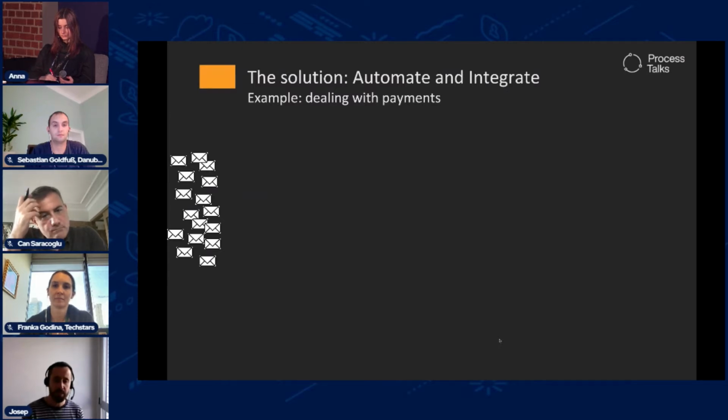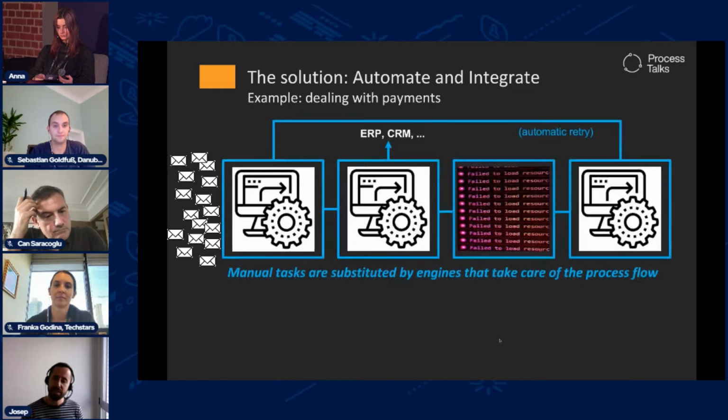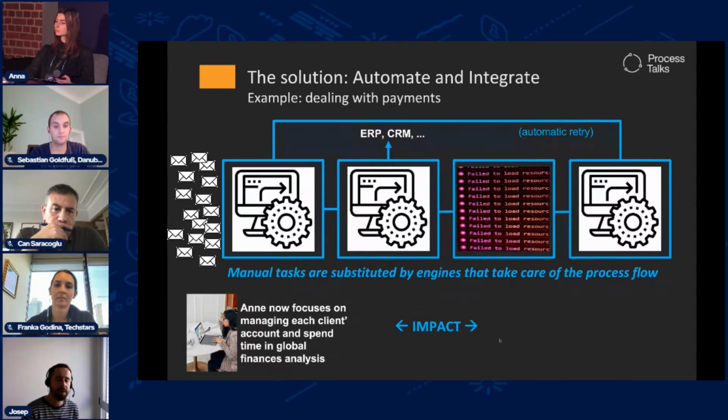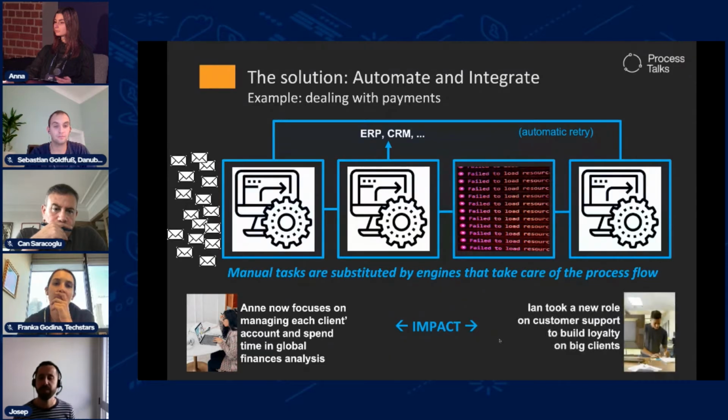As you can see from my colleagues previously, you can design a bunch of bots, a bunch of machines that can take care of each one of the micro tasks here, like scanning a certain email account, scanning a PDF and extracting the information, retrying if something goes wrong. This has an impact on the company. For instance, now Anne can spend more time in global finance analysis and looking for opportunities, and Ian can take a role in building loyalty with big clients. This is what makes SMEs competitive, okay?